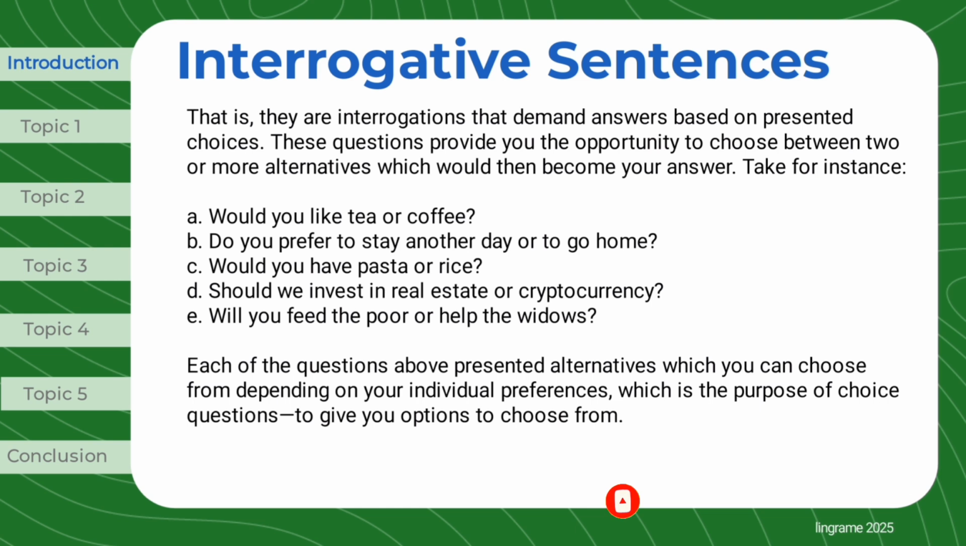Take for instance, would you like tea or coffee? Do you prefer to stay another day or to go home? Would you have pasta or rice? Should we invest in real estate or cryptocurrency? Will you feed the poor or help the widows? Each of the questions above presented alternatives which you can choose from depending on your individual preferences, which is the purpose of choice questions, to give you options to choose from.